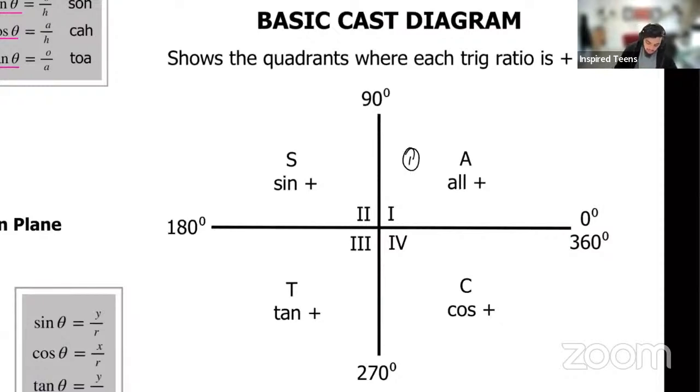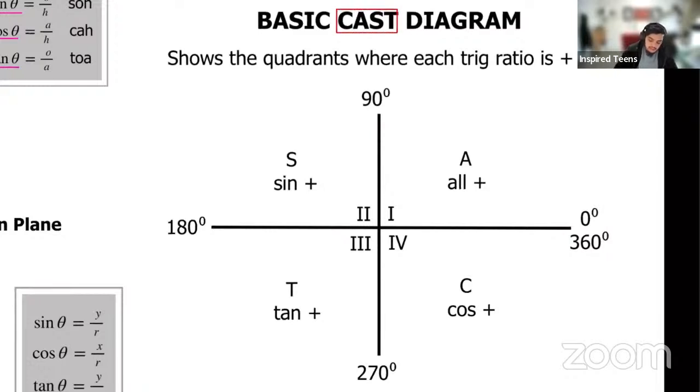We have it separated into four different quadrants: 1, 2, 3, 4, and that's the order in which we label it as well. The first one is top right, and then we go in an anti-clockwise direction. So in the first quadrant, and then also, why is it called the CAST diagram?